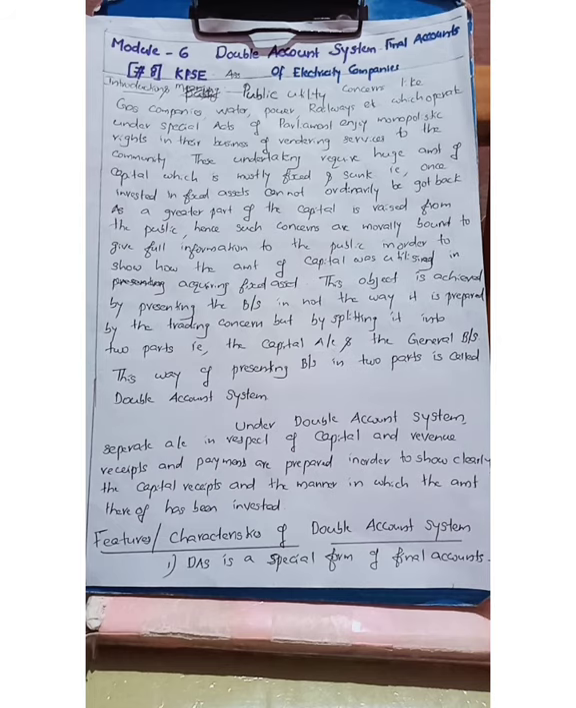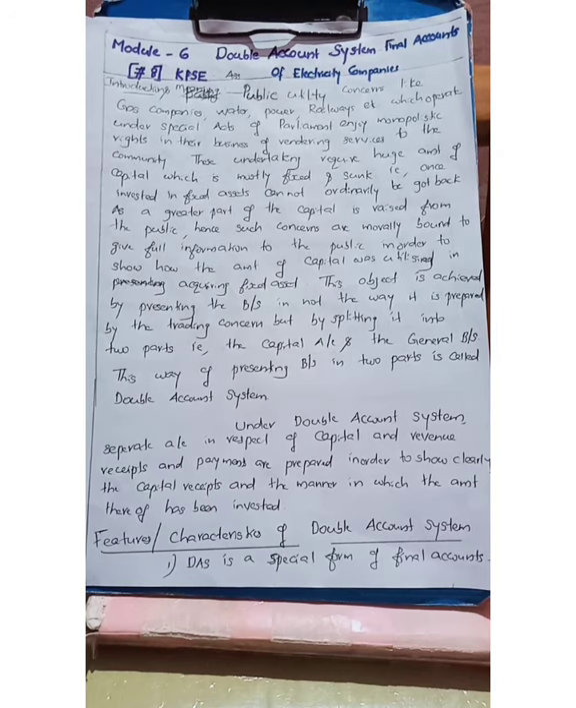which is totally different from the balance sheet provided under the single entry system or by other business enterprises. So in this way, the balance sheet of public utility concerns is divided into two parts: the capital account and the general balance sheet. This way of splitting the entire balance sheet into two parts, the capital account and the general balance sheet, is known as the double account system.